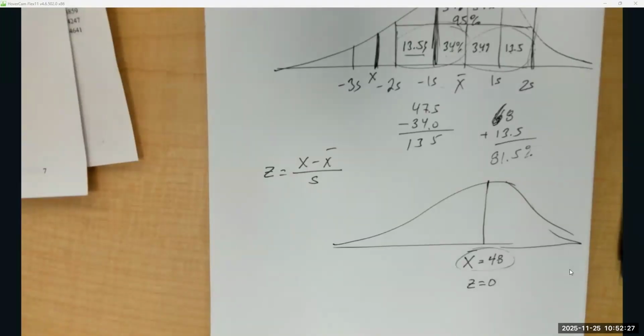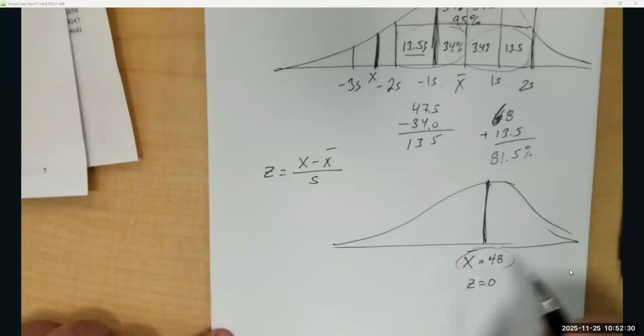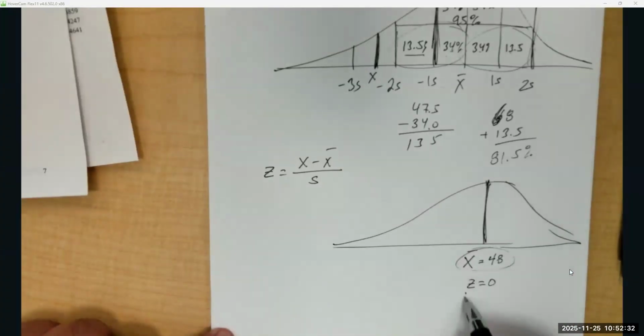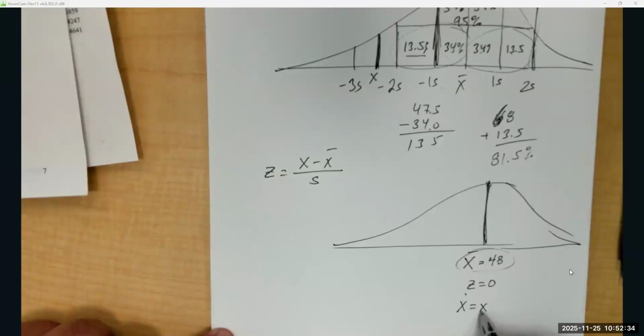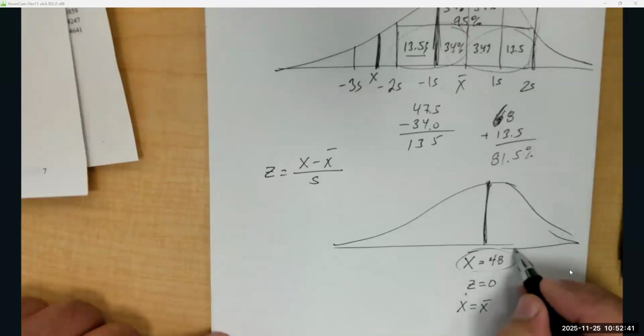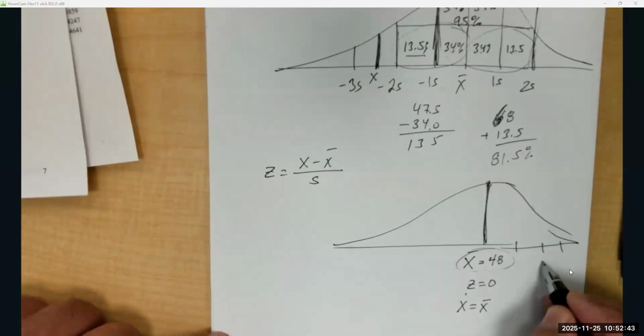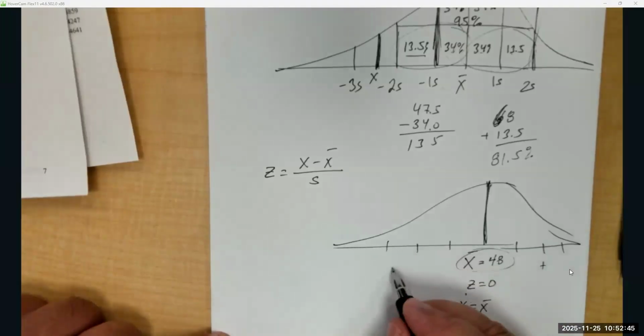It's 0. So at the middle, your X and your X bar are equal. Now, because Z is 0, anything to the right is positive, anything to the left is negative.